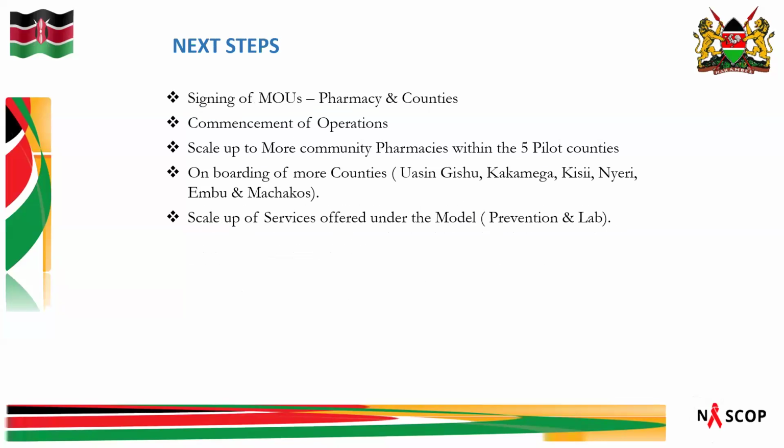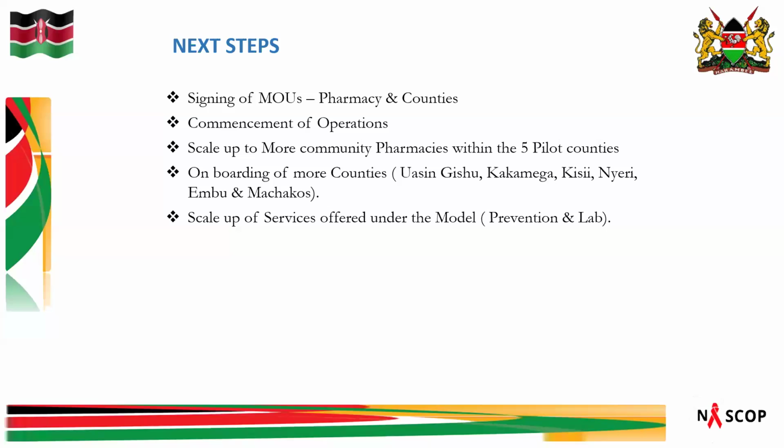So what are our next steps in this? We will have the signing of MOUs. We are here to have any pharmacy or any county sign MOUs, but we have been informed that Nairobi and Kisumu are a bit ahead. So we expect to have some traction on that bit. And then after that, there shall be commencement of operations. And then we are also anticipating scale up to more community pharmacies within the 5 pilot counties. And then we want to incorporate more other counties as we continue to learn from the pilot, such as Kakamega, Kisii, Nyeri, Embu, and Machakos.